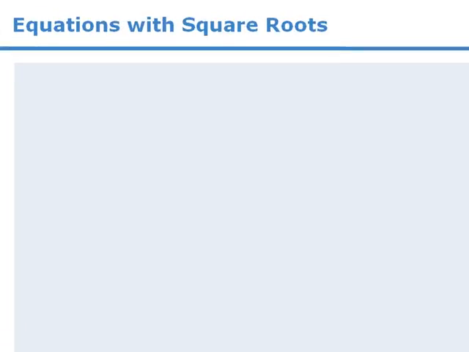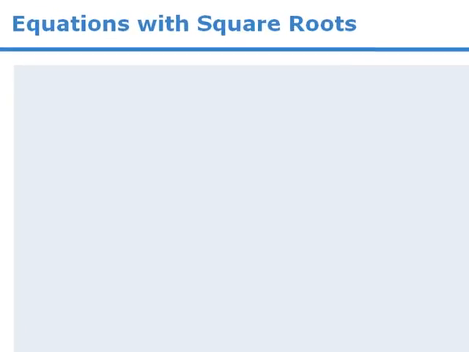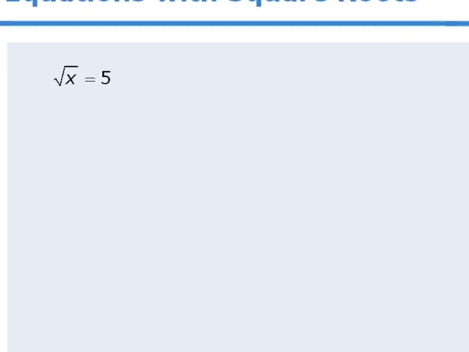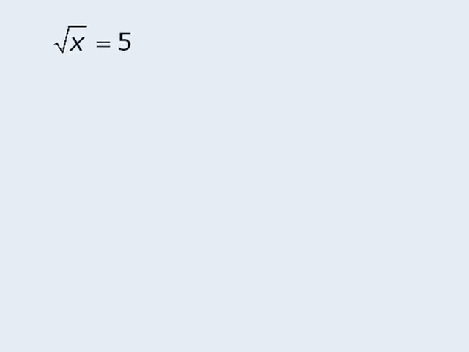In this lesson, we will learn how to solve equations involving square roots. We will begin with a relatively simple example. As you can see here, the variable x is inside the square root. To pull the x outside the square root, we'll raise both sides of the equation to the power of 2.